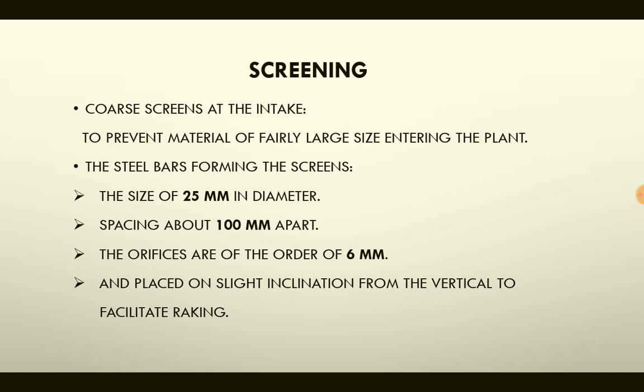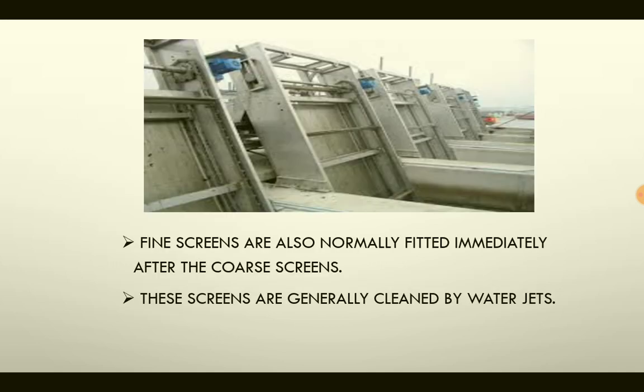The first stage, screening. Let us see in detail. The coarse screens are installed at the intake to remove material of fairly large size like floating impurities entering the plant. The steel bars forming the screens are 25 mm in diameter. They are spaced about 100 mm apart. The orifices are of the order of 6 mm and they are placed on a slight inclination from the vertical to facilitate raking. This is shown here in the figure. Sometimes fine screens are also fitted immediately after the coarse screens to remove material of varying sizes. These screens are generally cleaned by water jets.